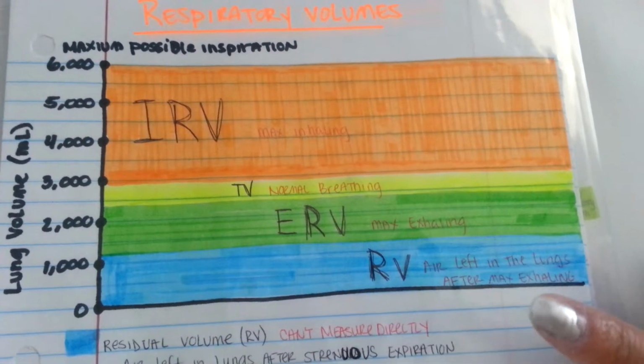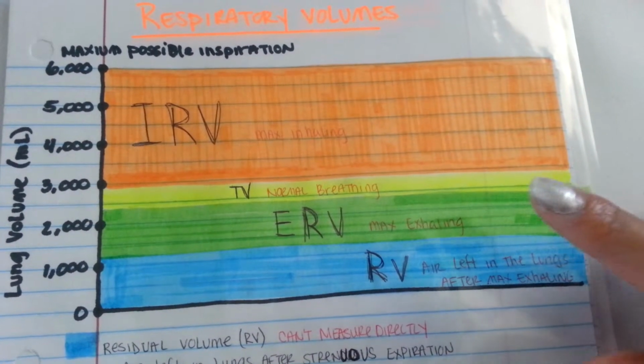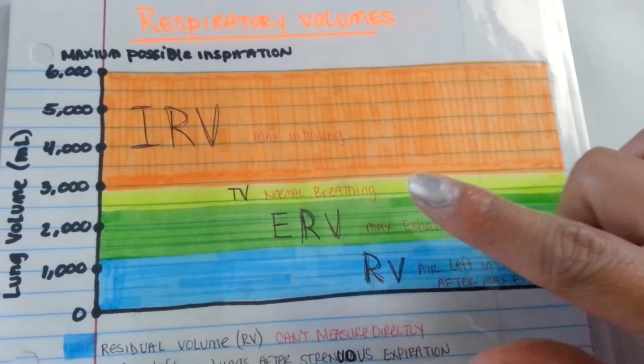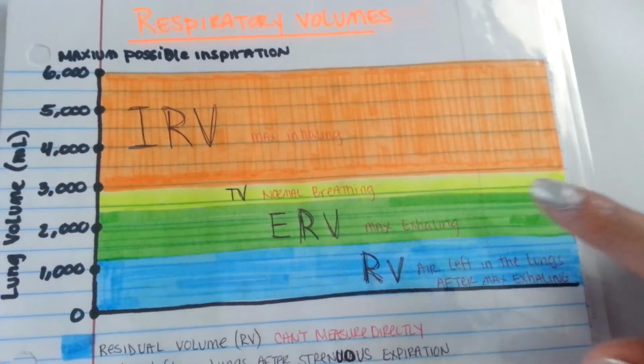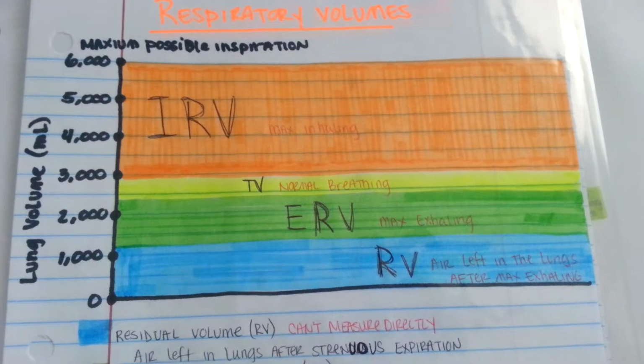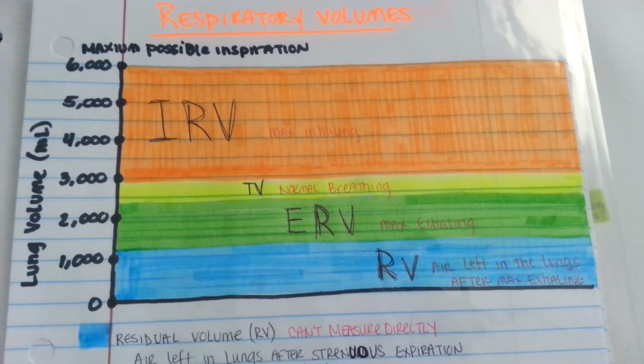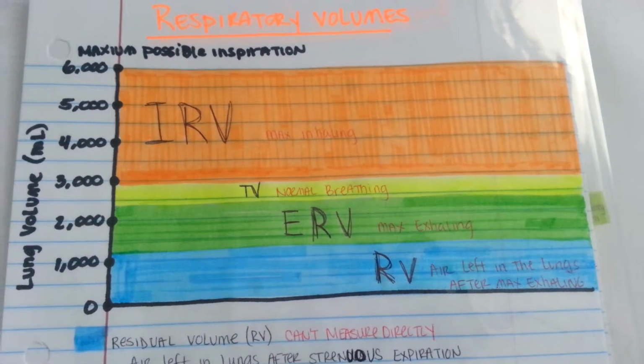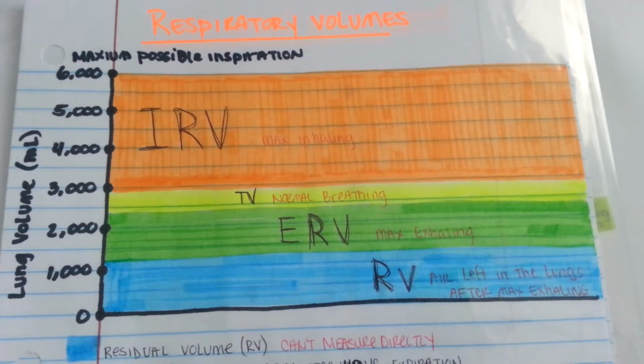We have the tidal volume in yellow here, okay? The tidal volume, that's the normal breathing, okay? That's the air that moves in and out of the lungs with each breath. Again, that's the normal breathing.